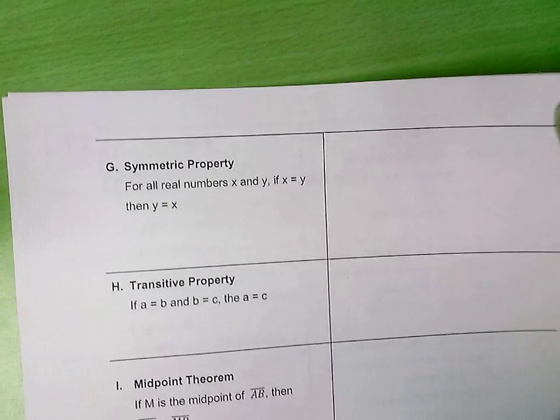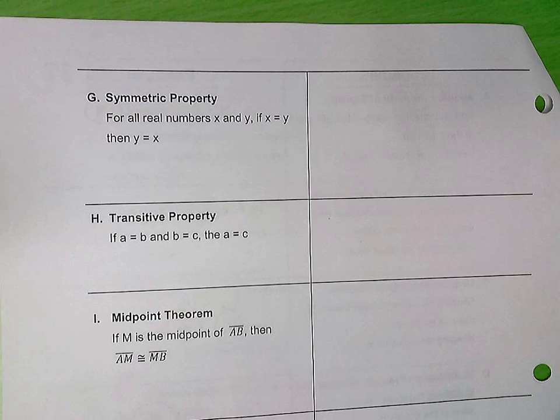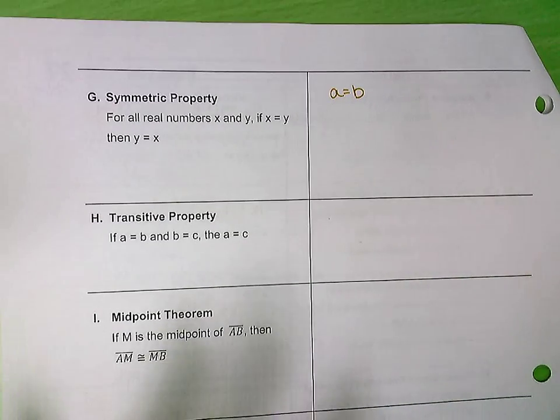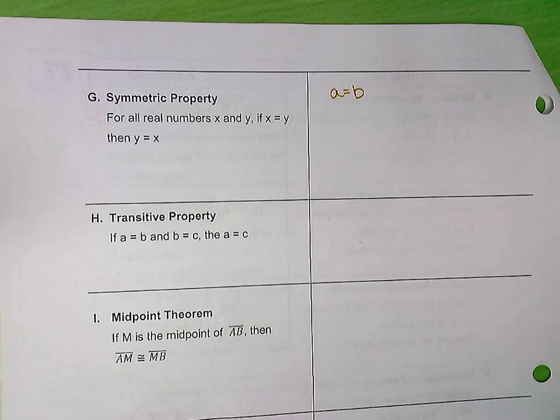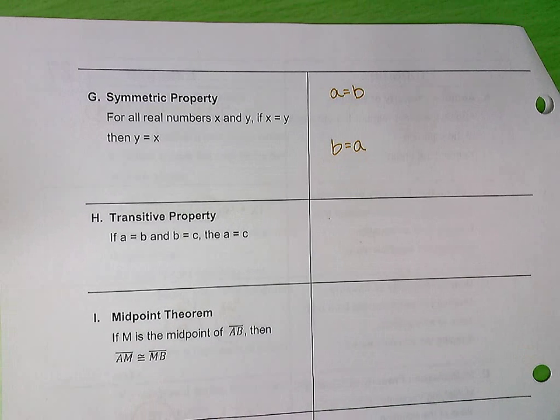Letter G at the top there is the symmetric property. For all real numbers x and y, if x is equal to y, then y is equal to x. It's just kind of flipping it back and forth. So if I had a is equal to b, and in my proof it told me I had to prove b is equal to a, I'd have to flip that around to say b is equal to a, and I would flip it around using that symmetric property. It has to look like what you were trying to prove.